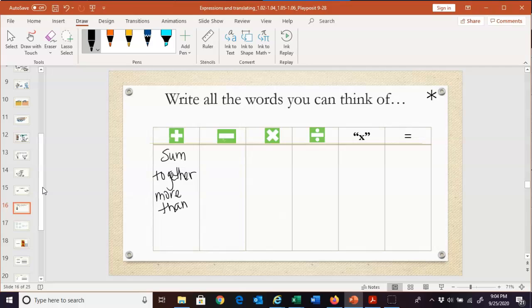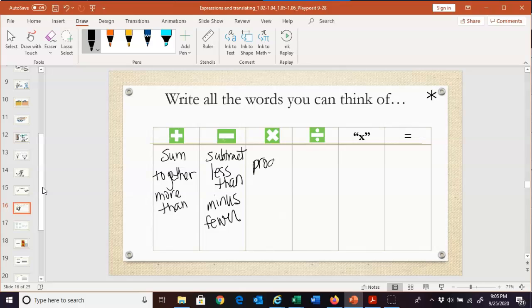And you can certainly pause this recording too and fill out your chart and then come back for the answers. Maybe so subtract, less than, minus, fewer, sometimes fewer, right? Like 2 fewer apples.